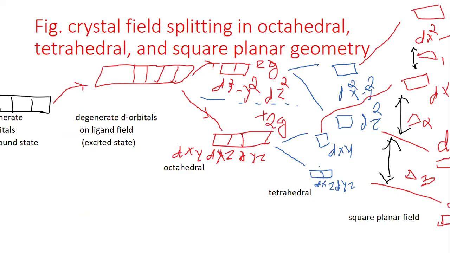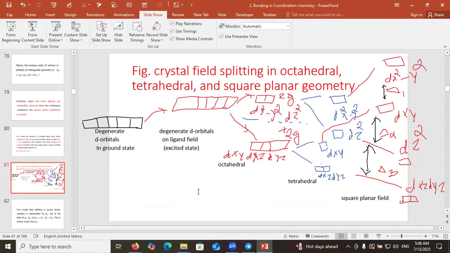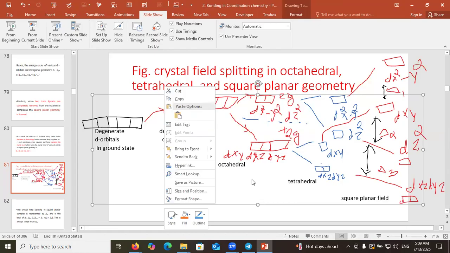Figure: crystal field splitting in octahedral, tetrahedral, and square planar geometry. Degenerate d orbitals in ground state, degenerate d orbitals in ligand field, excited field, octahedral, tetrahedral.